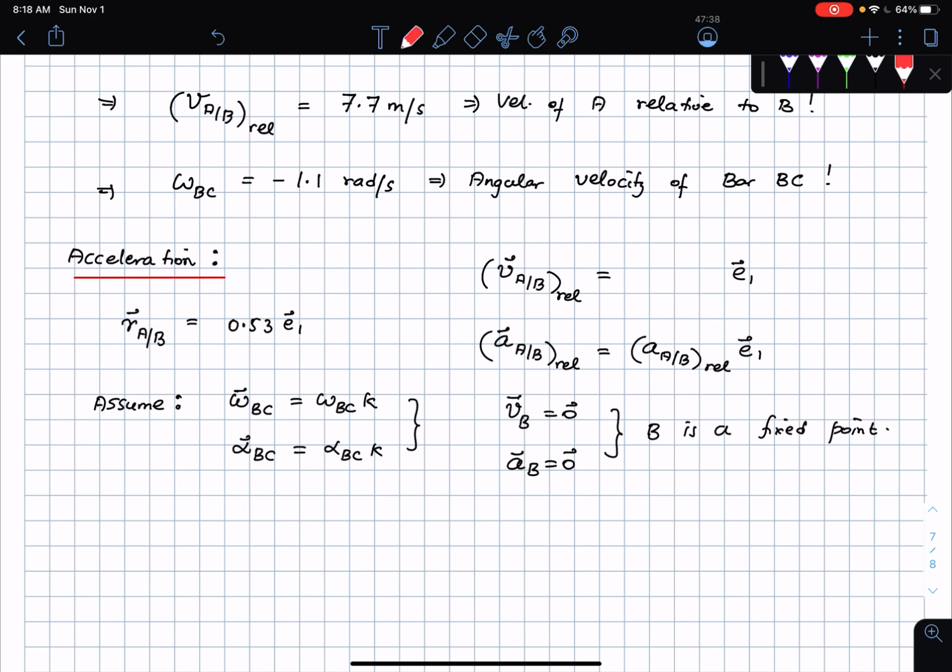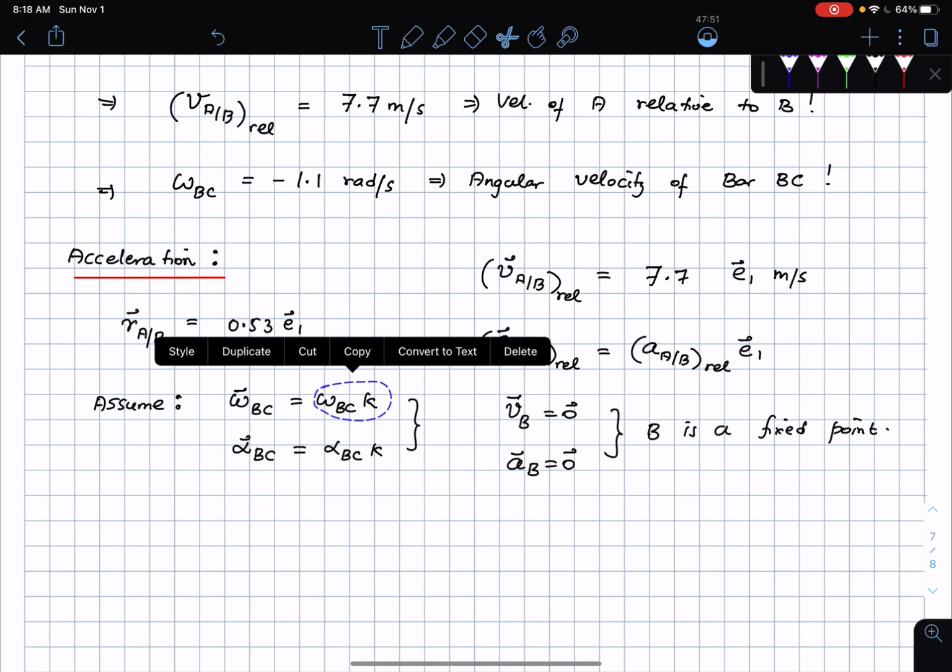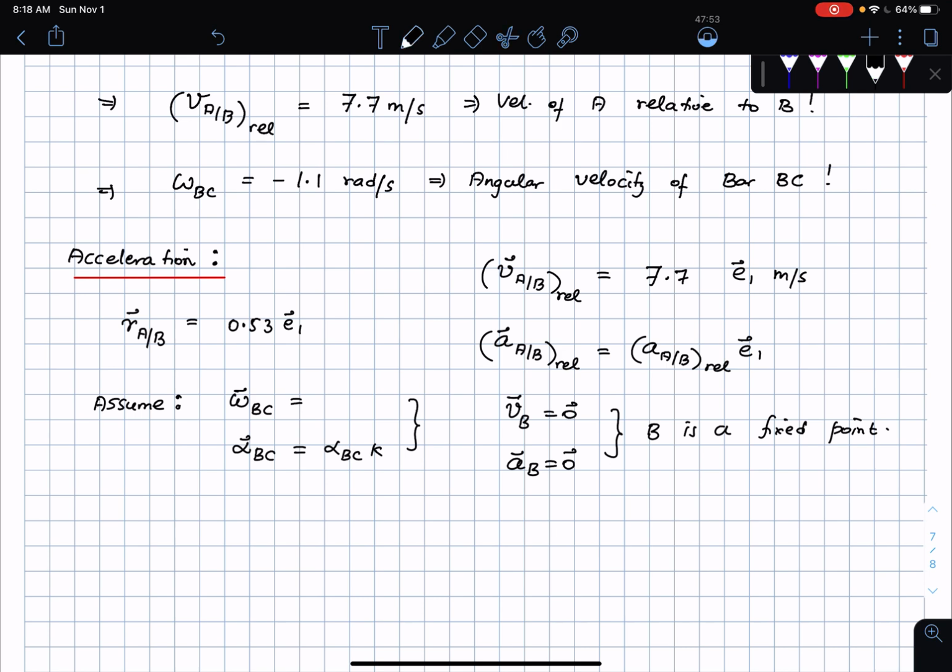So this is going to be 7.7 E1, so many meters per second. A relative, I don't know yet. Omega BC, I found out to be in the negative K direction, right? So this means that I can get rid of that and say this is now minus 1.1 K, so many radians per second. And the assumption is now going to be only for alpha BC. VB and AB are still 0. This position vector is still the same as it is.